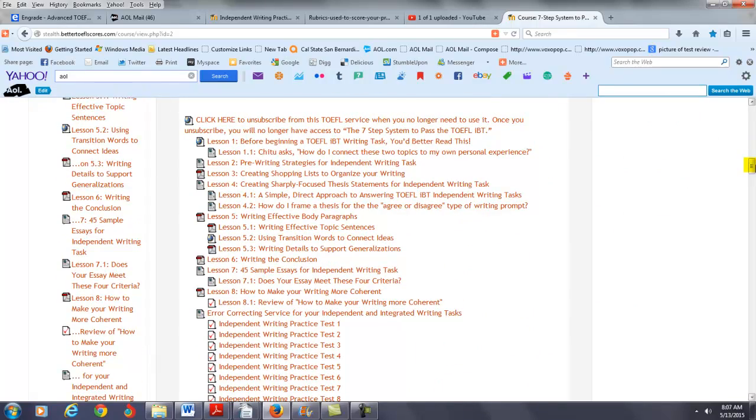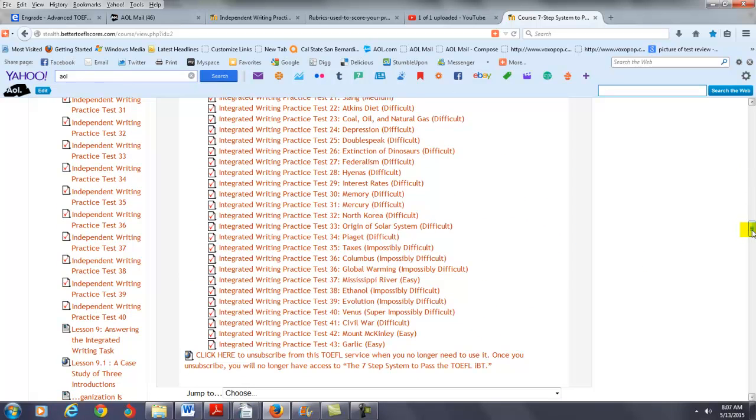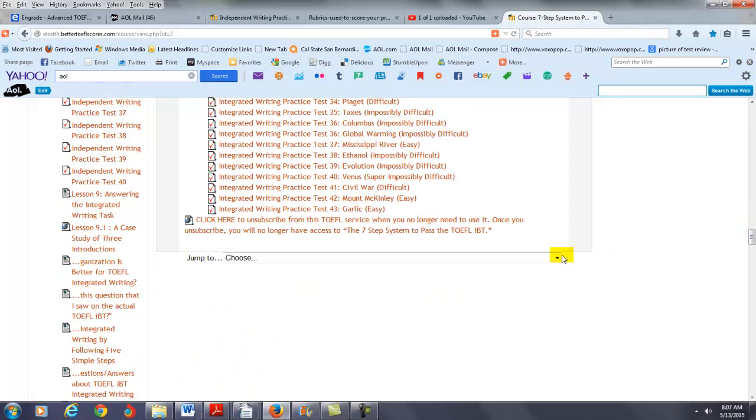So I'd recommend right now, take a look at my writing lesson number 2, number 3, and number 4. I think these are very, very important. You've already seen this lesson, but you should review it again. Lesson 8.1, review of how to make your writing more coherent. I think that's a good lesson for you to focus on right now. But that's not enough. You got a lot of problems in a lot of areas.